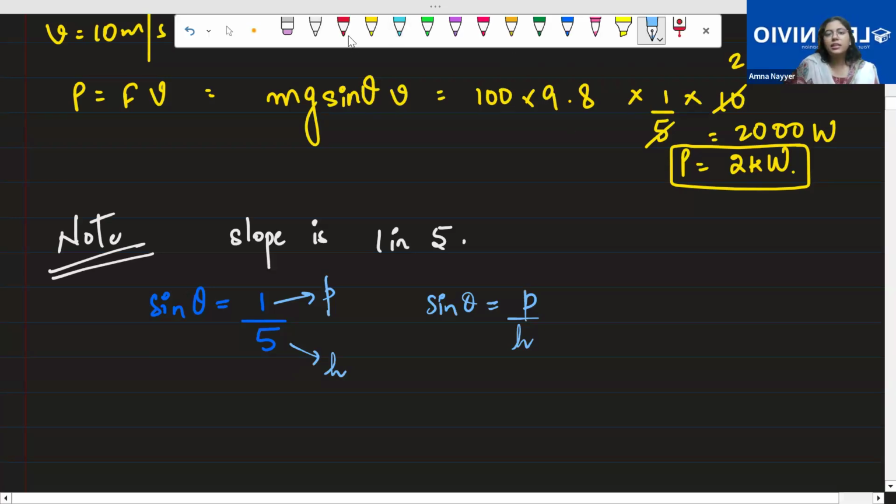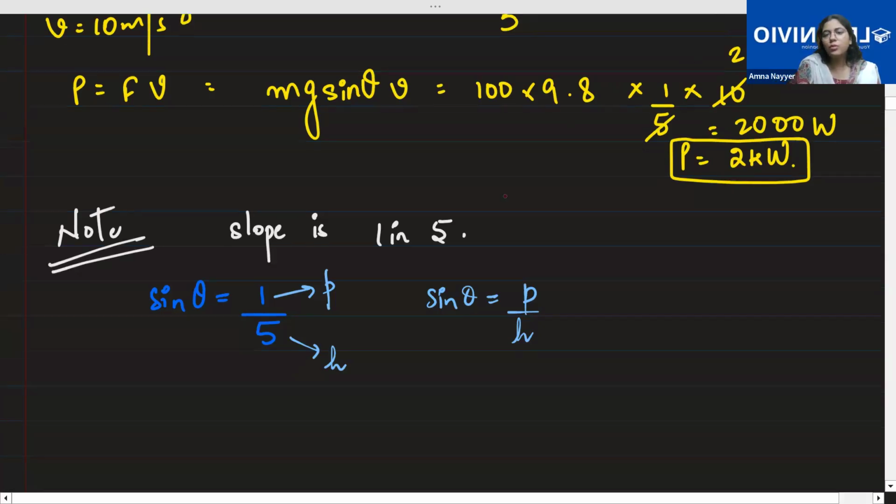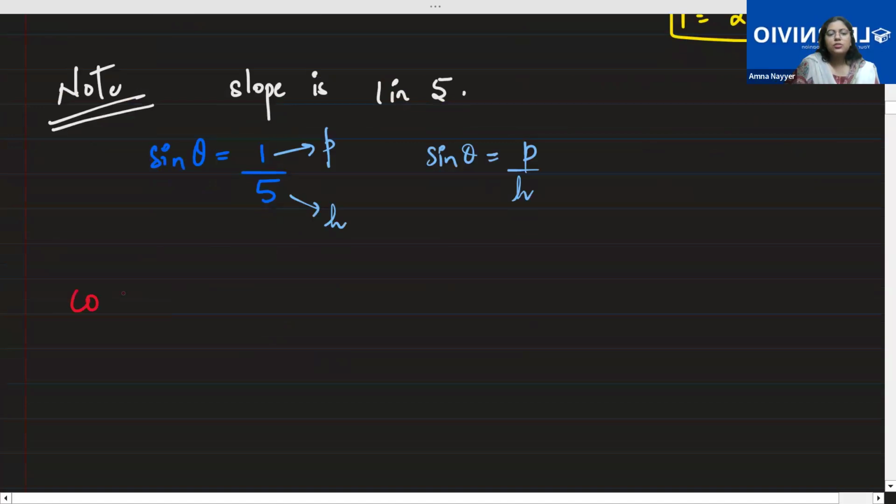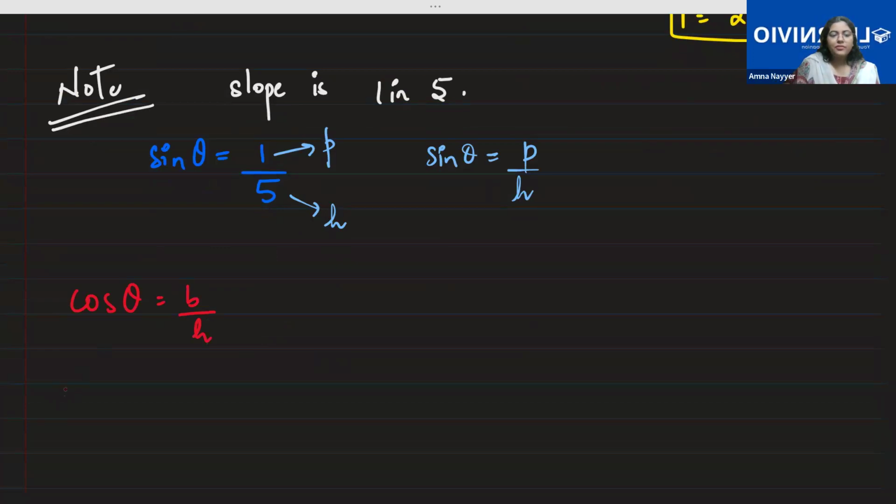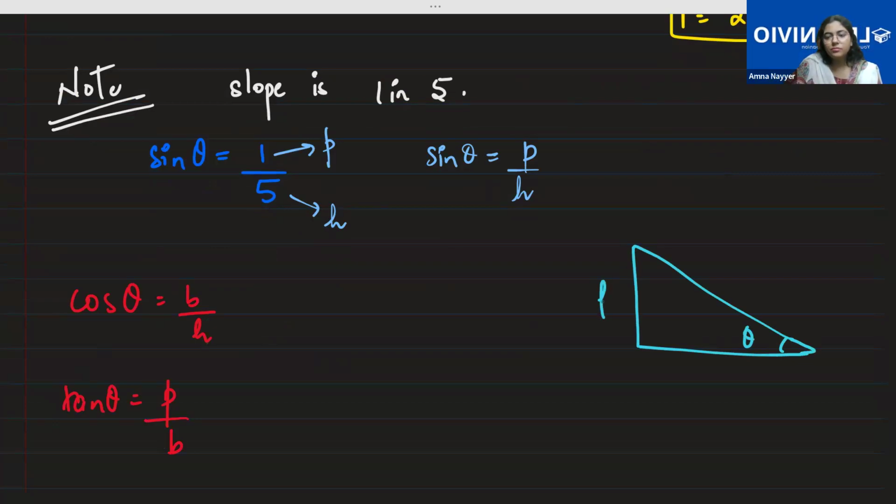So suppose you have cos theta as a requirement, let's say you want cos theta in your question. So you know cos theta is base by hypotenuse. If you need tan theta, it is perpendicular upon base. These you already know. So if I have perpendicular and hypotenuse information with me, I can get the base, only the base is missing. Let's say this is theta here. This will be the perpendicular, this will be the base, this will be the hypotenuse. Correct, class? If I have the perpendicular's information, if I have the hypotenuse information, calculation of base isn't difficult.